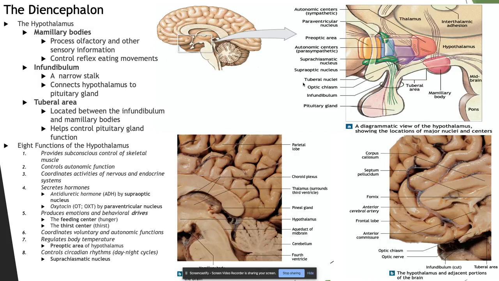So speak a little bit more about the hypothalamus. So the hypothalamus extends from the area of the superior optic chiasm, a crossover where the optic tracts from the eyes arrive at the brain, to the posterior margins of the mammillary bodies.